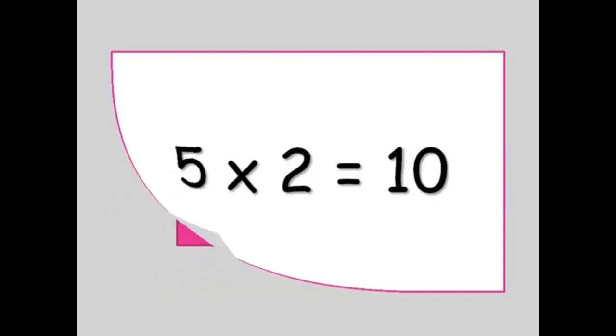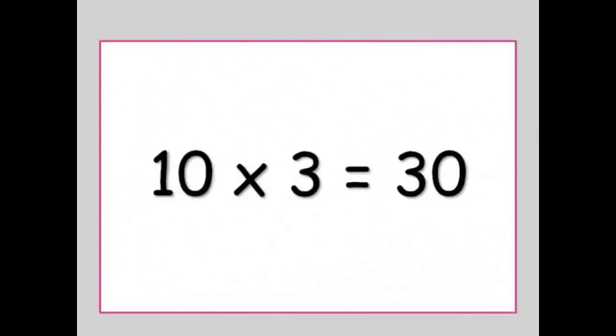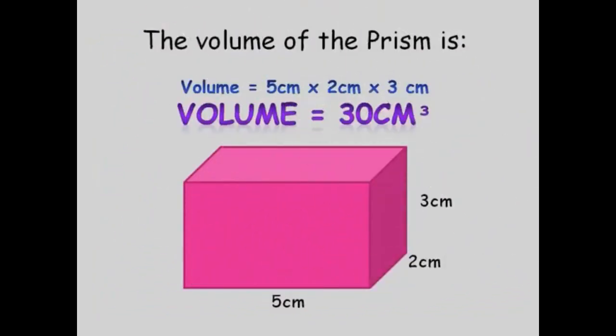Our next step is to times 10 centimetres, which is our length times our width, by 3 centimetres, which is our height. So 10 times 3 equals 30. So the volume of our prism is 30 centimetres cubed, because we times 5 centimetres our length, times 2 centimetres our width, times 3 centimetres our height, which gave us 30 centimetres cubed.